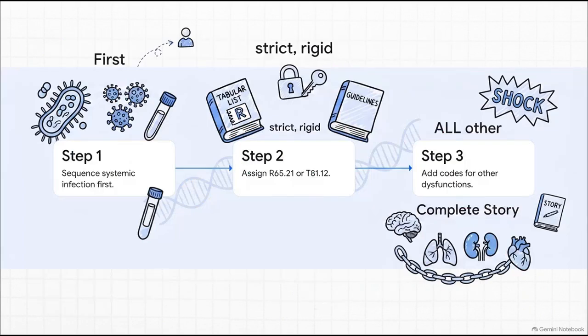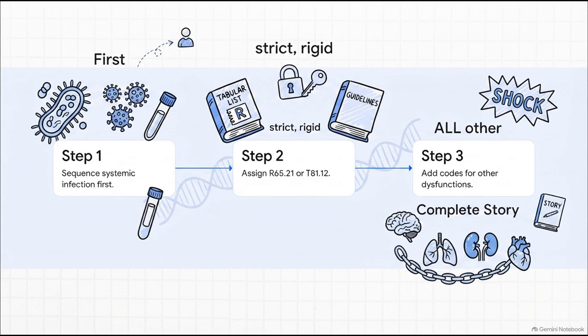Now, what's really interesting about this is the mandatory sequencing. The tabular list gives us very strict, rigid orders that you just cannot ignore. Step 1, you must sequence the code for the underlying systemic infection first. Step 2, follow that immediately with code R65.21 for severe sepsis with septic shock, or, if it applies, code T81.12 for post-procedural septic shock.